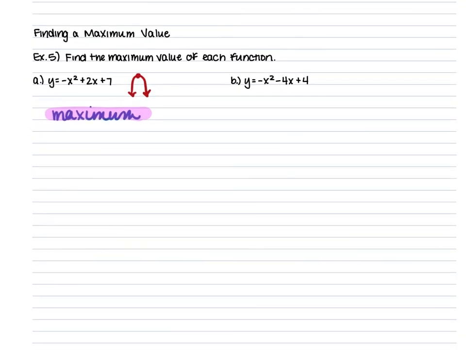For example B, same exact thing. We have a negative in front of that x squared, so our parabola opens down, which means we would have a maximum value.